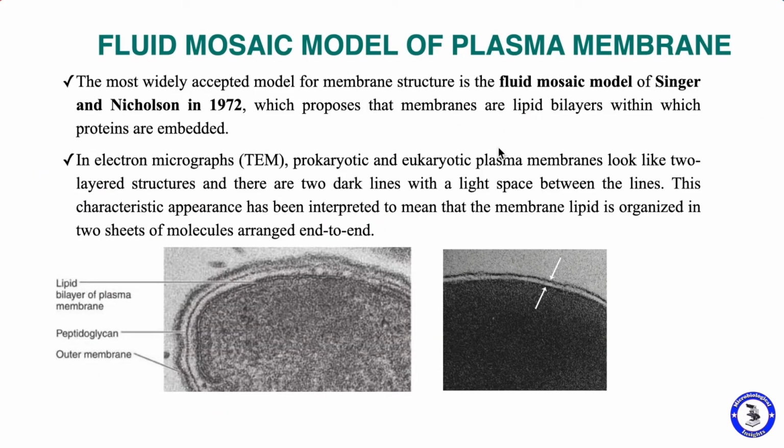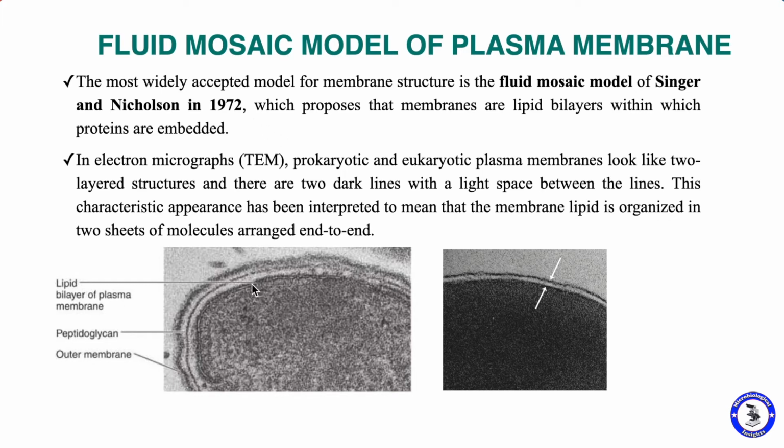Next, we move on to the fluid mosaic model structure of the plasma membrane. This is the widely accepted model for the plasma membrane structure, and it was proposed by Singer and Nicolson in the year 1972. They proposed that the membrane is made up of a lipid bilayer within which the protein molecules are embedded, which looks like a fluid mosaic structure.